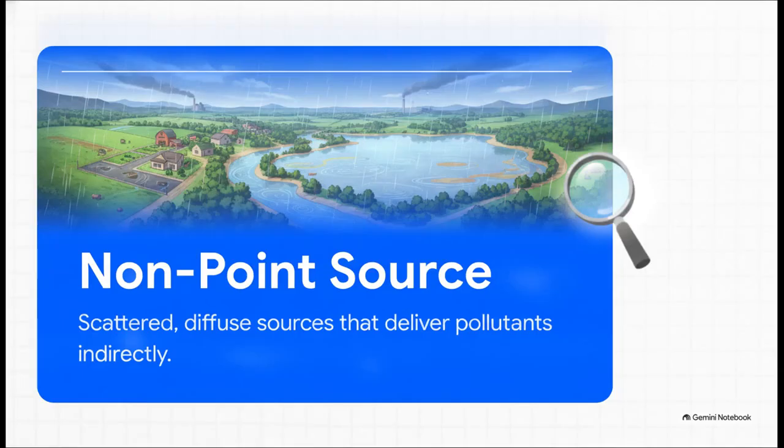Now, in stark contrast to that, we have non-point source pollution. And this is the invisible enemy. Instead of one leaky pipe, I want you to imagine 1,000 tiny leaks. This pollution comes from scattered, diffuse sources spread over massive areas. When rain falls and washes over the ground, it acts like a sponge, absorbing and assimilating whatever it touches, and then it delivers this incredibly complex cocktail of contaminants indirectly into our streams and lakes.